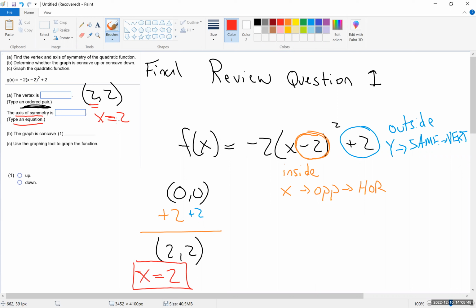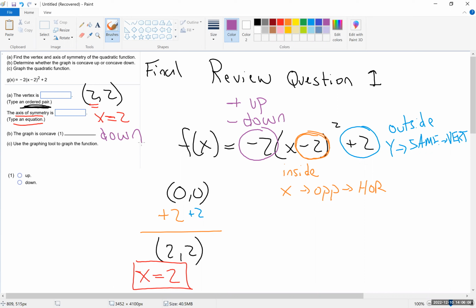So you just got to make sure you're writing it as x equals 2. And then they want to know, is the graph concave up or concave down? Here, the number out in front, if the number is positive, it's concave up. If that number is negative, it is concave down. So in this example, it's going to be concave down.